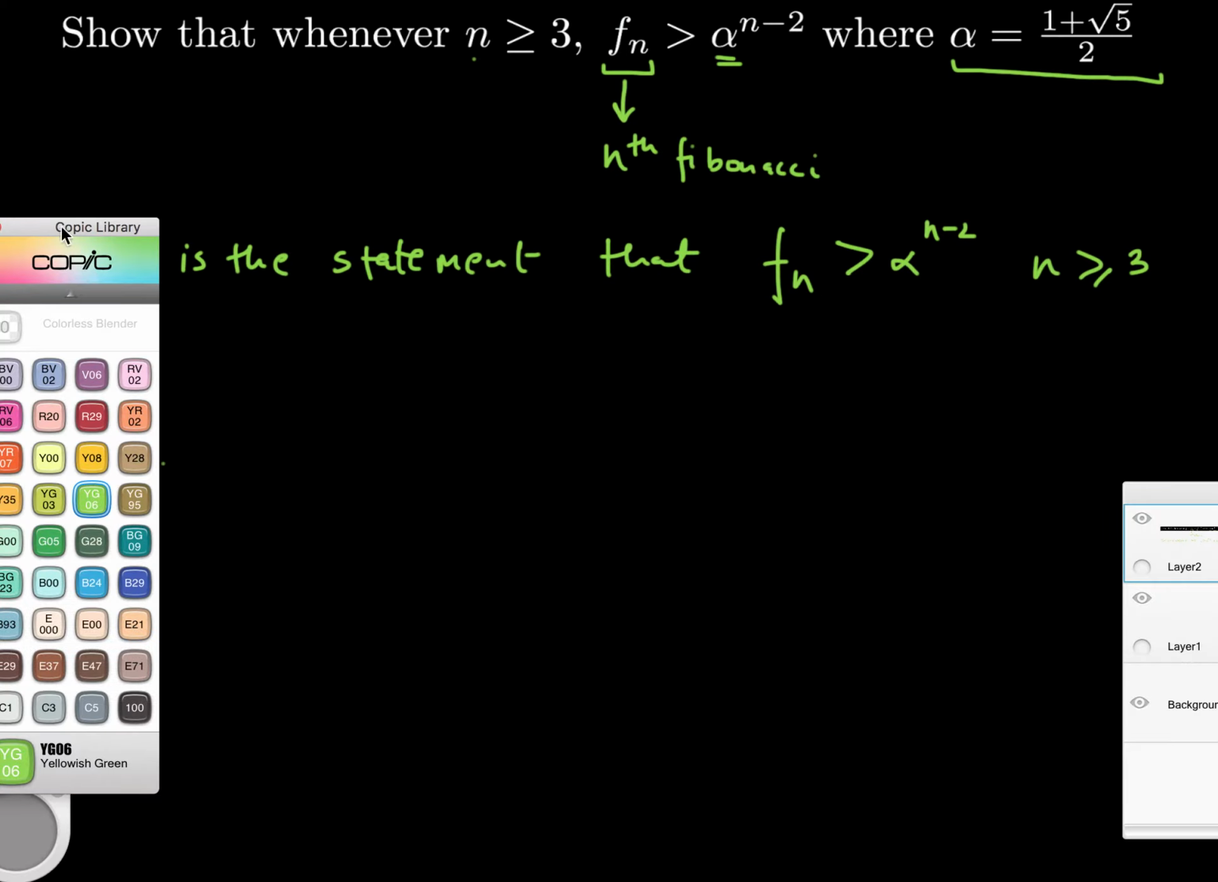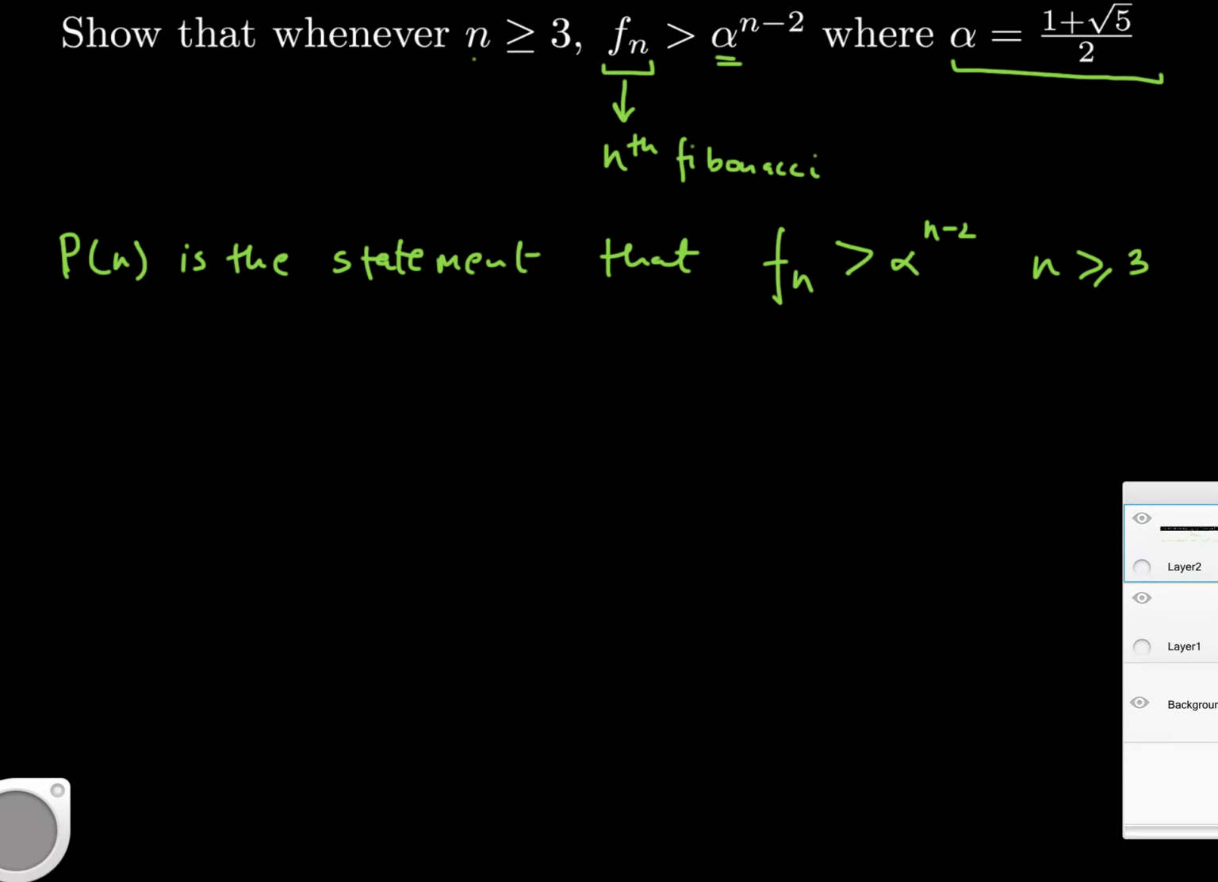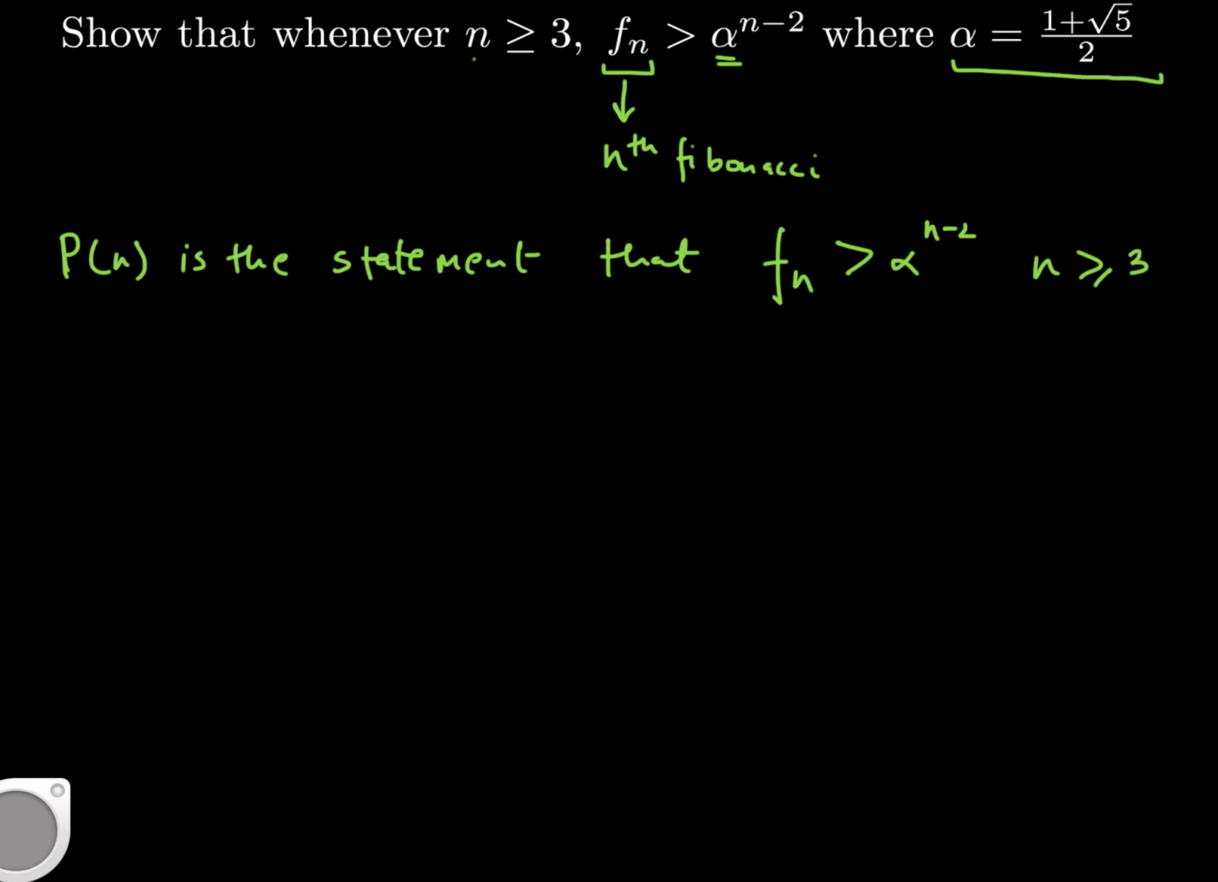Now I'm going to define my bases. I'm going to use a slightly different color, let's use yellow for this. So I'm going to say P of 3. I'm using 3 here because the constraint is that I'm only looking at numbers greater than or equal to 3, and 3 is one of the smallest numbers in this universe of numbers. So P of 3, when n equals 3, becomes f of 3, the third Fibonacci number, is greater than alpha to the power of 3 minus 2.